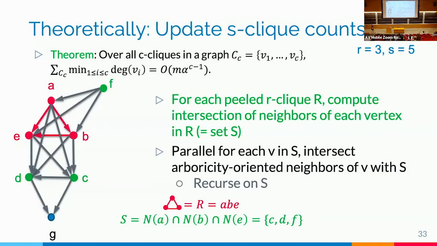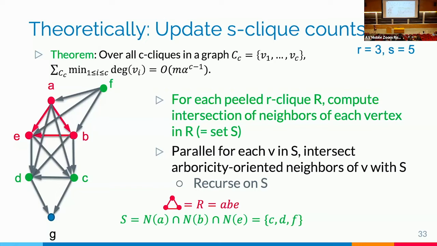So why is this theorem useful? Well, this is the basic algorithm for updating the s-clique counts. So let's say that we're peeling some triangle, say ABE, which is shown in pink here. Essentially, the way that the argument works is we first want to intersect the neighbors of every vertex in this triangle. So here we're considering undirected neighbors, so we don't care about the directing of this graph for now. And that gives us our set S.